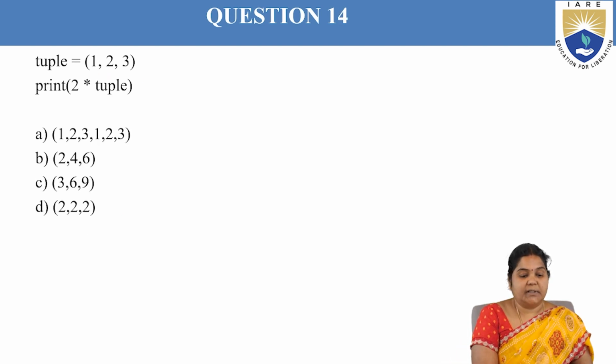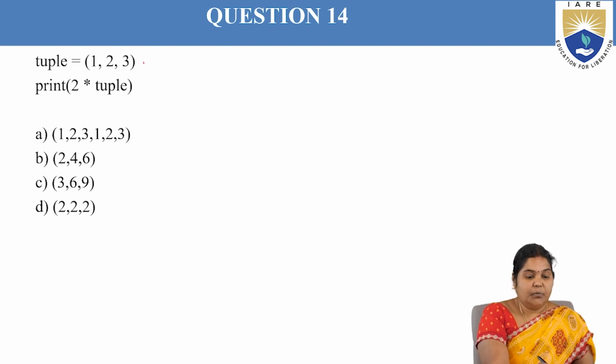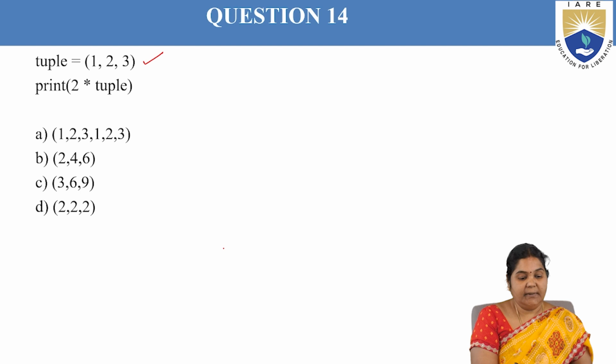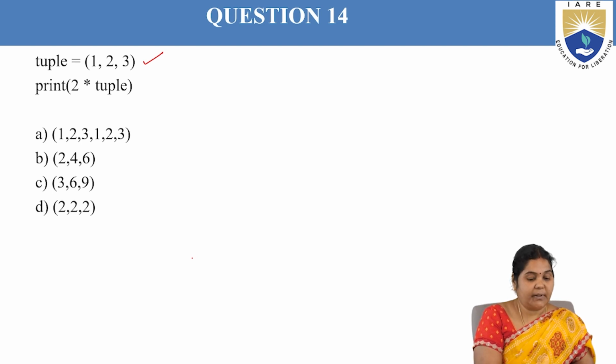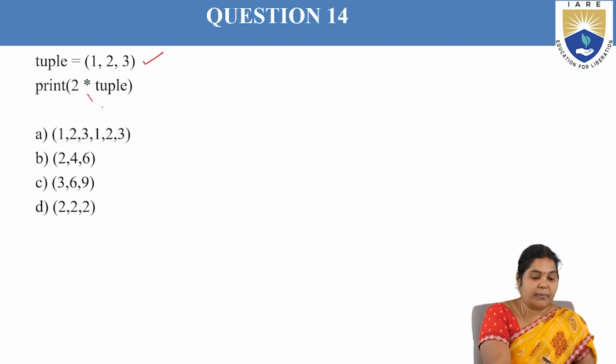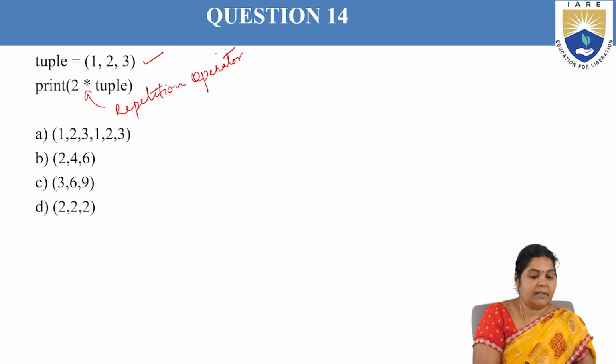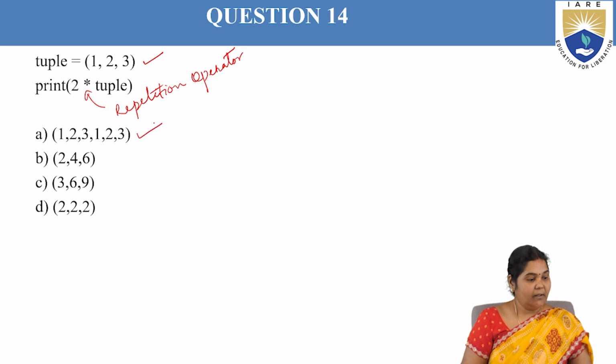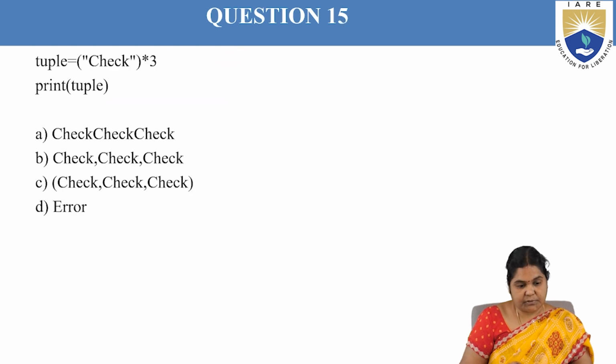Now, the next question is: originally the tuple contains 1, 2, 3 and we want to print 2 into tuple. What will be the answer? Whenever you do 2 into tuple, the tuple will be printed 2 times. The star is a repetition operator over here. So as it is a repetition operator, the tuple will be repeated twice. So the answer will be 1, 2, 3 and 1, 2, 3.